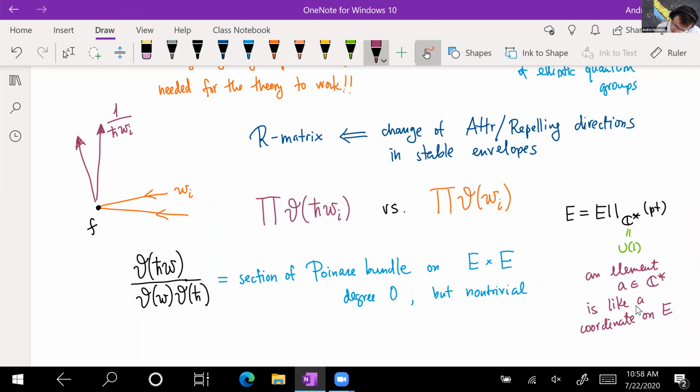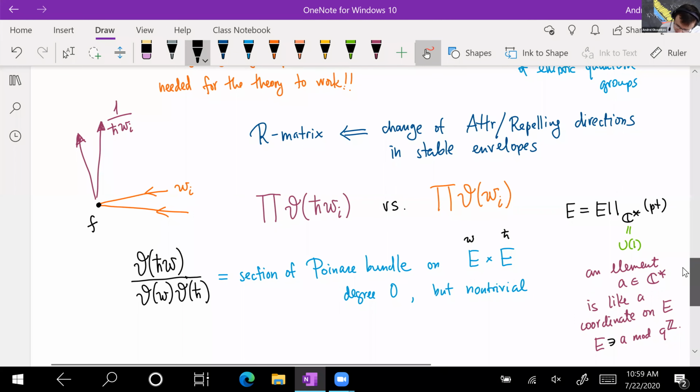In fact, you can think of E as A taken mod powers of K. So this is having coordinates W and H bar. And even in the case of a vector space, if I want to see the difference between attracting and repelling, I have to include this thing.